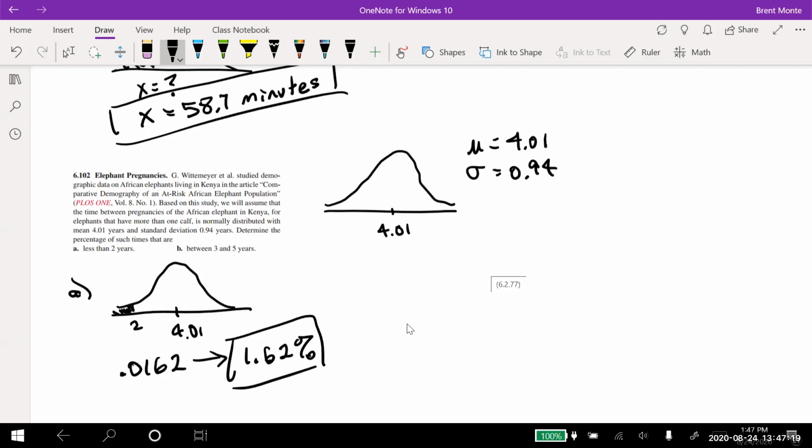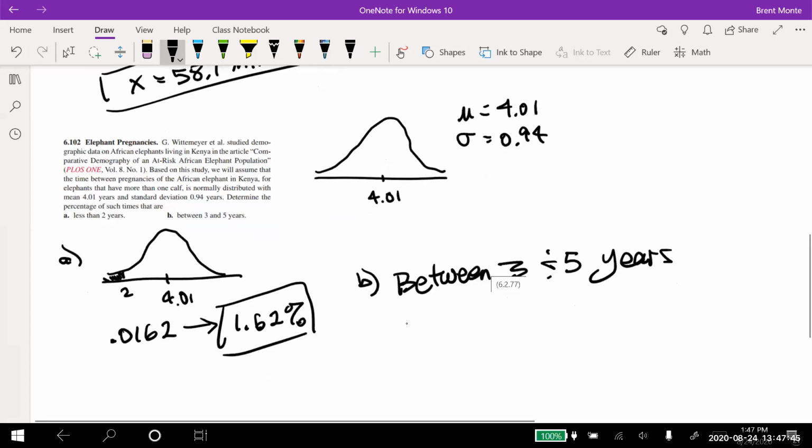All right, now let's jump to the next one. And part B, let's see between 3 and 5 years. Well, that's not working real well, is it? Move this down a little bit. Between 3 and 5 years. Again, I like to draw the picture so that I know what I'm doing.